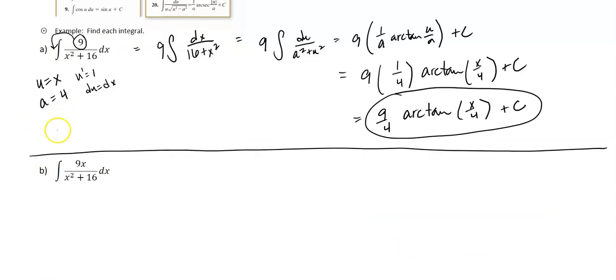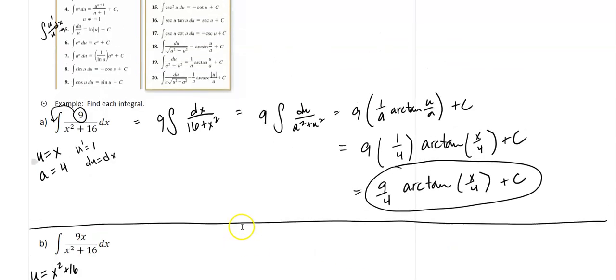Now notice the only difference between parts A and B is that A has no x in the numerator, whereas B has an x in the numerator. So in this case, I actually want to let u be the x squared plus 16, because if I let u prime be 2x, du, which is u prime dx, would be 2x dx. I have all the variables that I need in order to make the rule that says the integral of du over u equals the natural log of the absolute value of u plus c work.